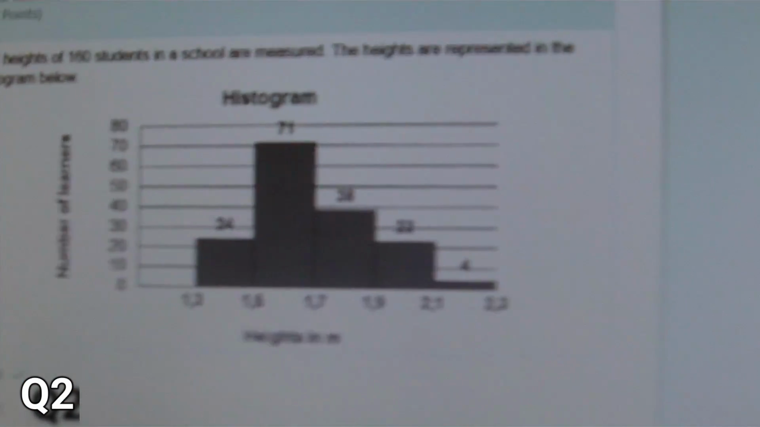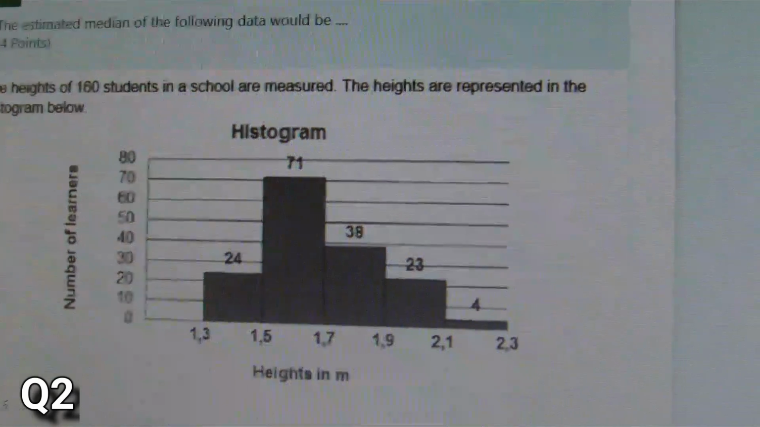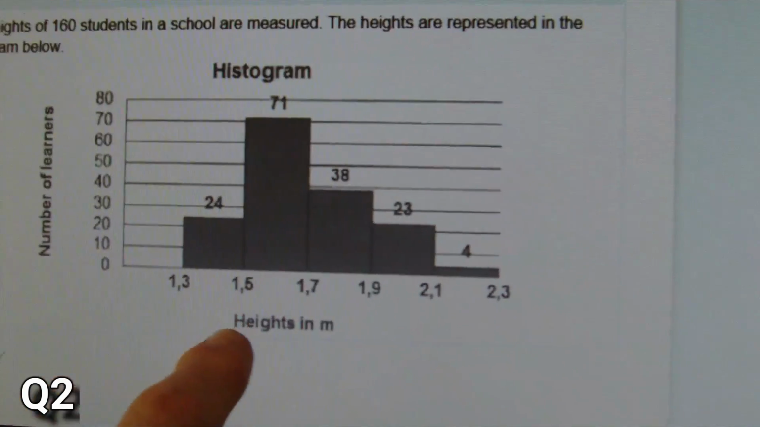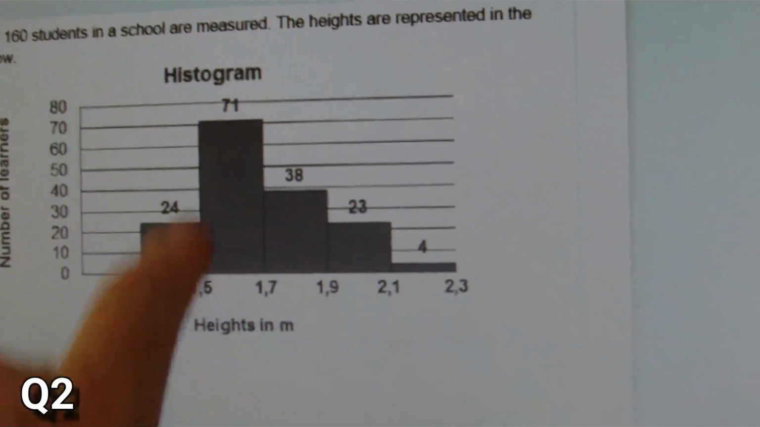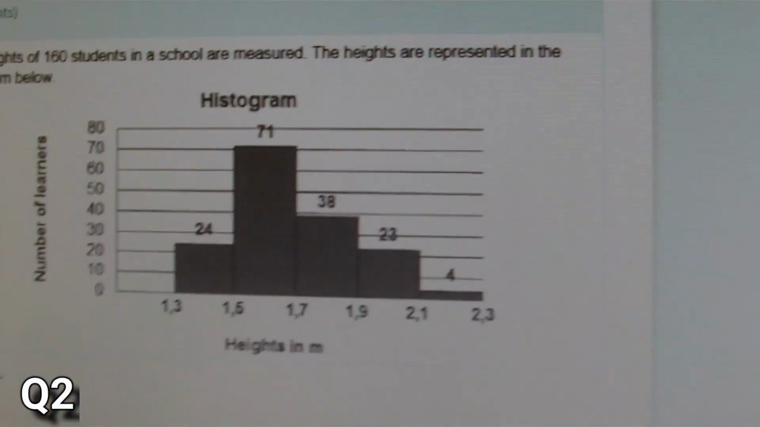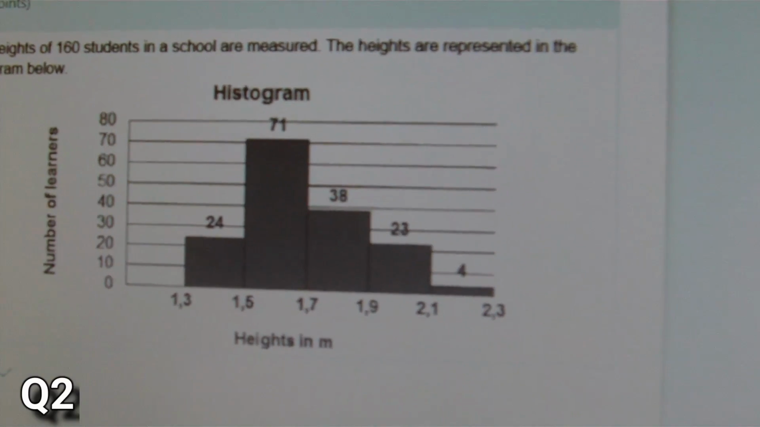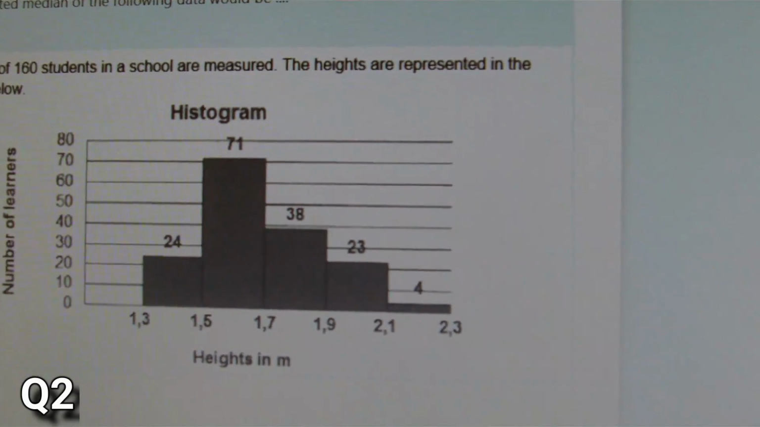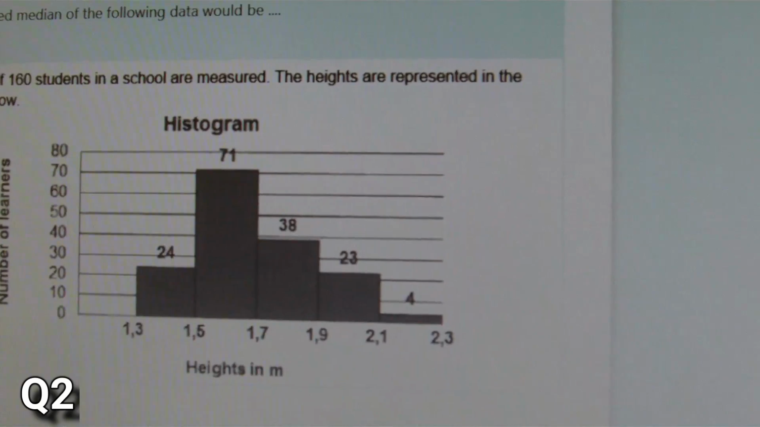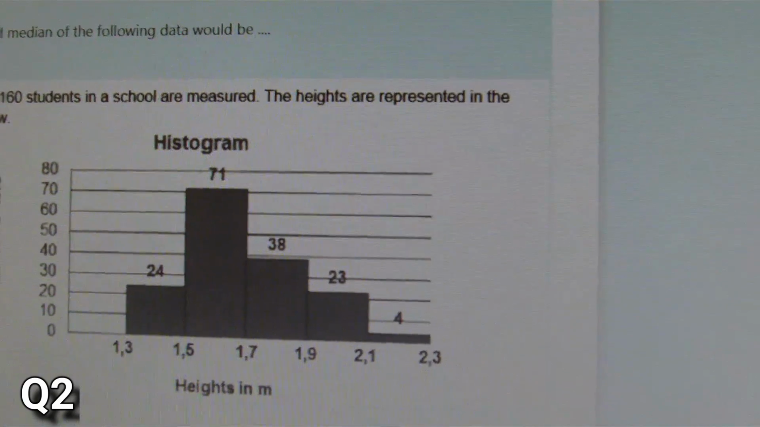Okay, grade 10, here's the histogram that they've given you. Okay, and they're talking about 160 students. 24 of them are in there, 71 are there, 38, 23, 4. So when you add those numbers there, you'll get your 160. Alright, if they want the median, it would be the height of that person in the middle. So here's the answer. Yeah, check.